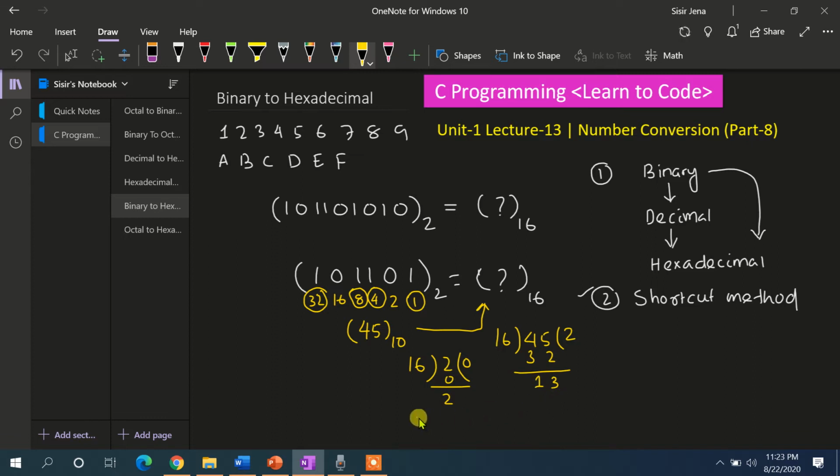Okay, now you have to collect the values like this from left to right. So this is 2, 13's equivalent will be 10, 11, 12, 13, D. So this is 2D in hexadecimal.